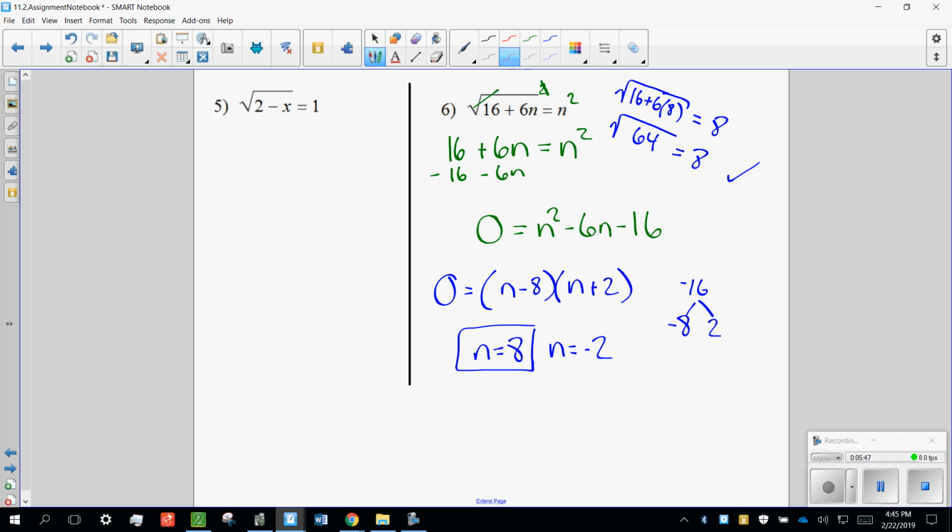Now let's try negative 2. 16 plus 6 times negative 2 equals negative 2. So we're saying the square root of 4, is that equal to negative 2? No, it's not. Square root of 4 is 2. So 2 does not equal negative 2, and so that one's an extraneous solution, extraneous root.